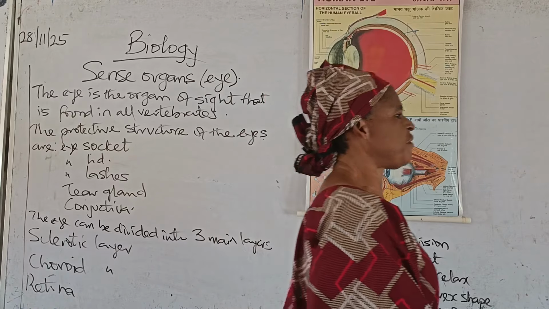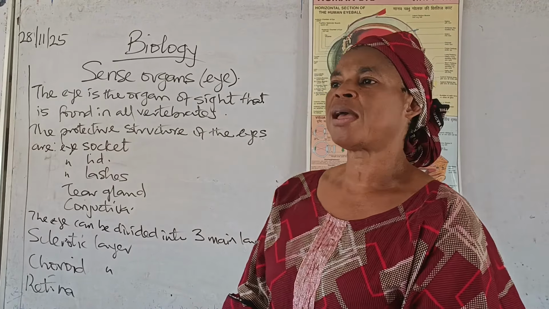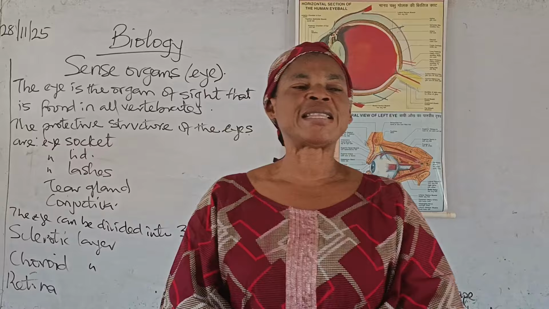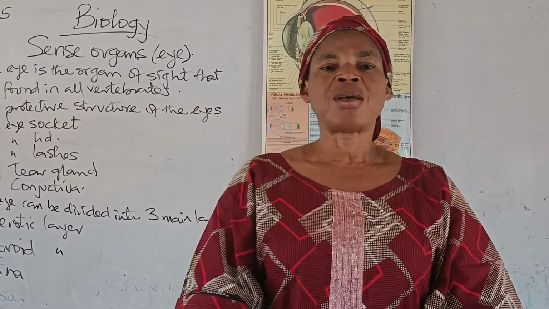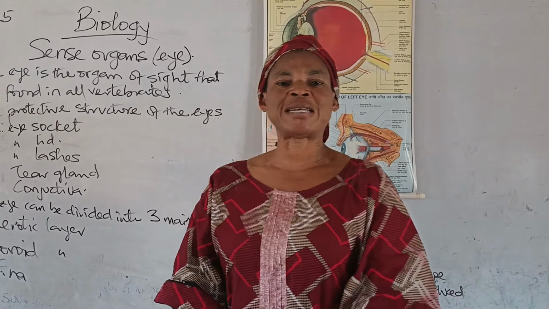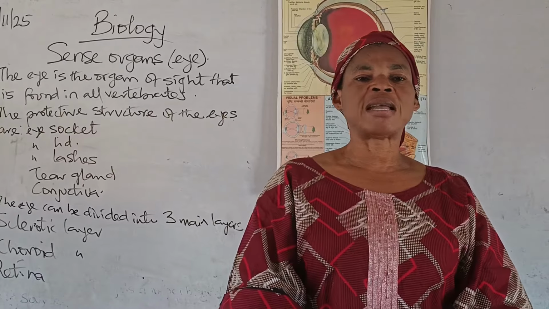And then we have the eye defects. We have short-sightedness that is called myopia, and then we have long-sightedness that is called hypermetropia. We have presbyopia, astigmatism, cataract, and we also have night blindness. Those are the eye defects.